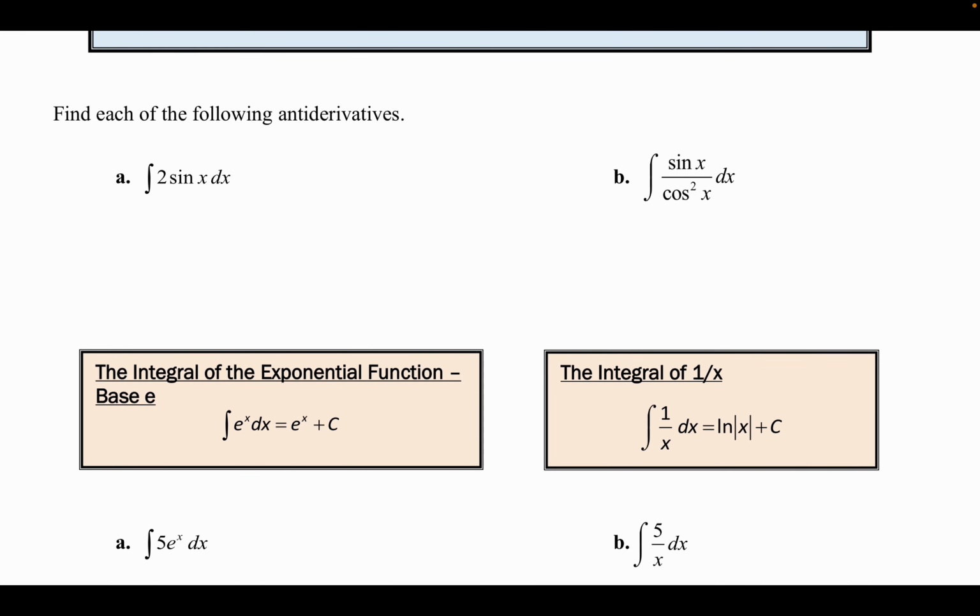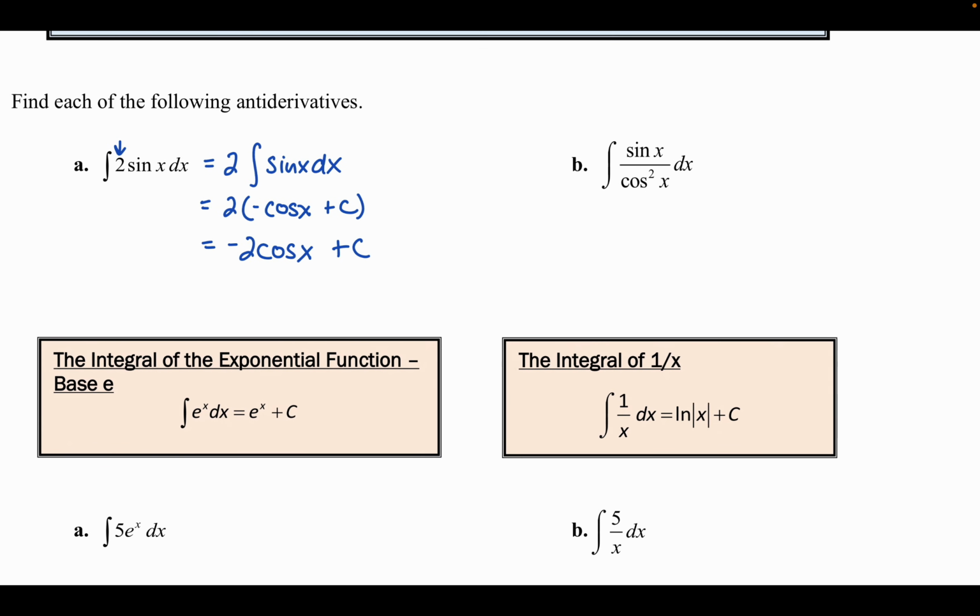We can use these then to evaluate each of these antiderivatives. This 2, I can just bring out front. So 2 times the integral of sine of x dx. This is going to be 2 times negative cosine of x, plus c. So this will be negative 2 cosine of x plus c. You can distribute that 2 to the c, but c is any random constant, so it doesn't really matter if it's c or 2c. It's still just a random constant.